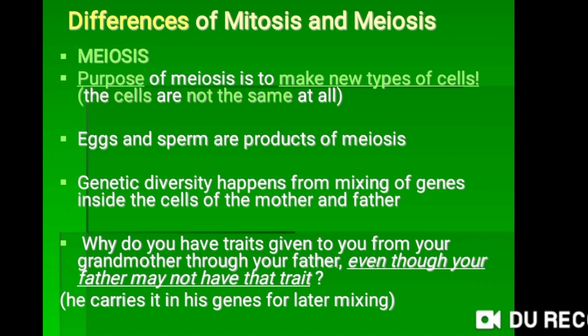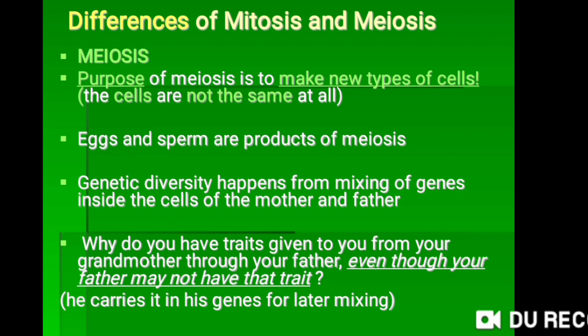the purpose of meiosis is to make new types of cells. That means we need variation. The cells are not the same at all. Why so? Because mitosis occurs in skin cells and intestine cells, but meiosis occurs in reproductive cells. Definitely, you need a variety of them for sustainable life. Eggs and sperm cells are produced by meiosis. Genetic diversity happens from the mixing of genes inside the cells of the mother and the father. So genetic diversity, that is variation, comes from meiosis.